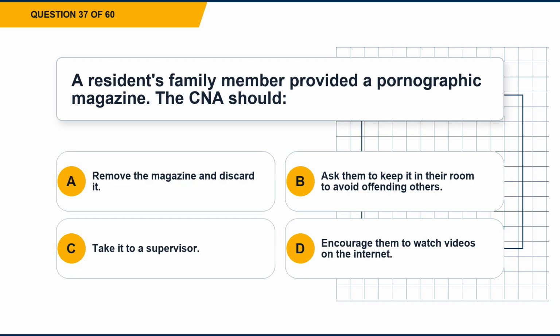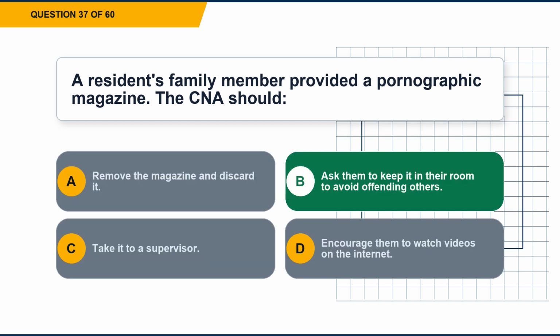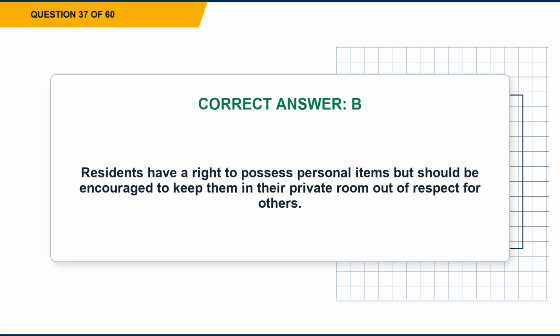Question 37. A resident's family member provided a pornographic magazine. The CNA should: Option A, remove the magazine and discard it. Option B, ask them to keep it in their room to avoid offending others. Option C, take it to a supervisor. Option D, encourage them to watch videos on the internet. The correct answer is option B, ask them to keep it in their room to avoid offending others. Explanation: residents have a right to possess personal items but should be encouraged to keep them in their private room out of respect for others.